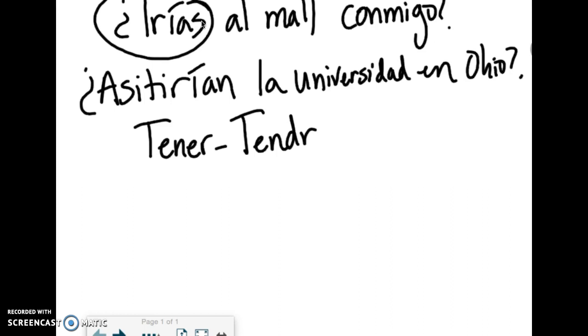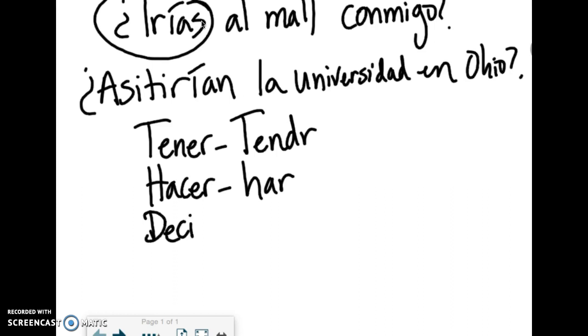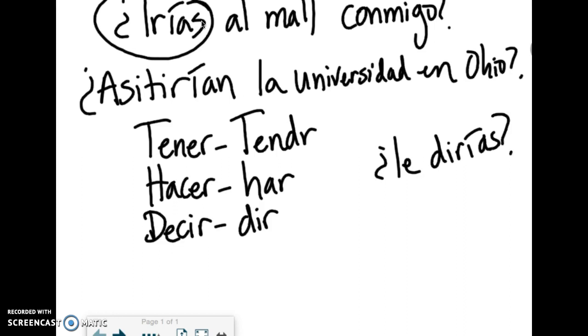All right, so the next one is hacer. What does hacer mean? To make or to do. And in the conditional, it becomes har-. How did you know? Oh, I love it. Okay, the next one is decir, to say or to tell. And it becomes dir-. Good. So, would you tell him would be le dirías? Le dirías, sí or no? No, no le diría. I wouldn't tell. No, nunca.